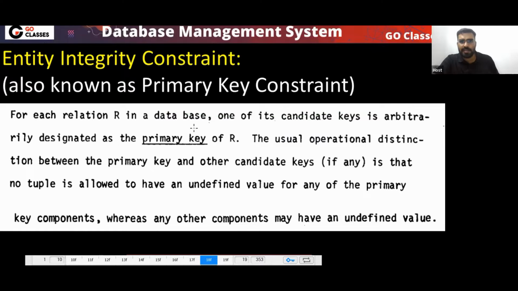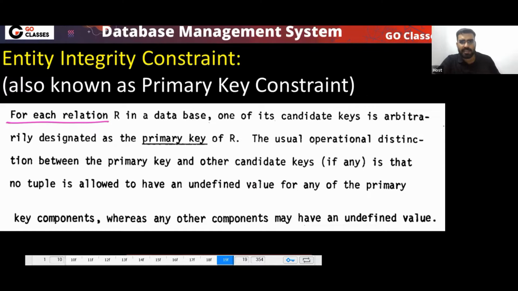One of the candidate keys is chosen as the primary key, I told you. So for each relation in the database, we choose one of the candidate keys as the primary key. And what is the major difference between candidate keys and the primary key? The major difference is that the primary key cannot be null.